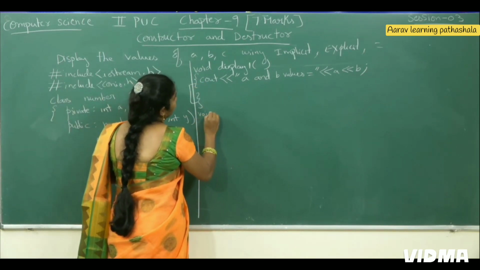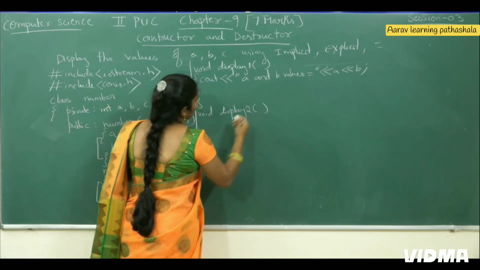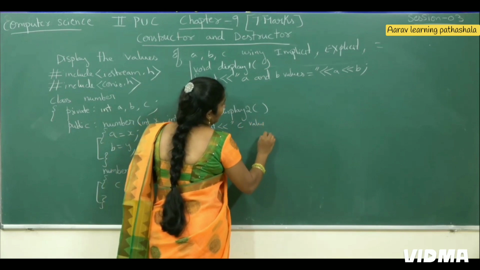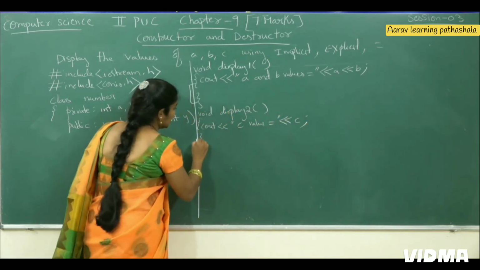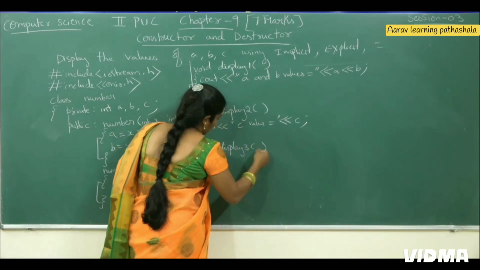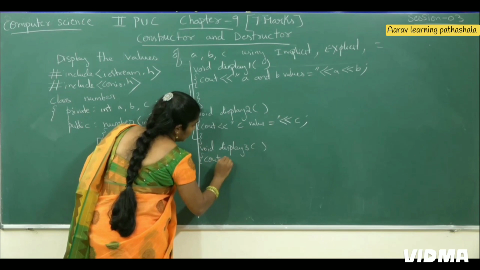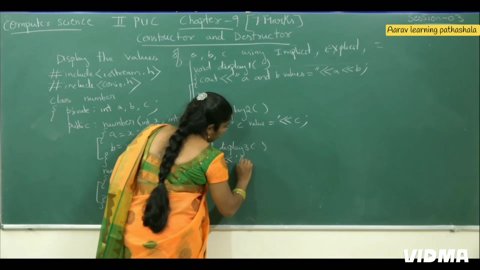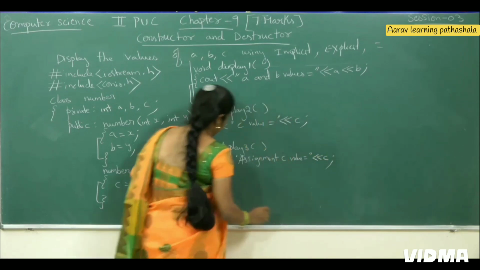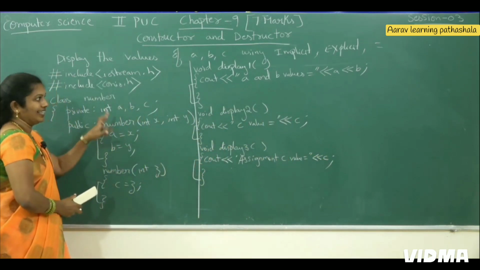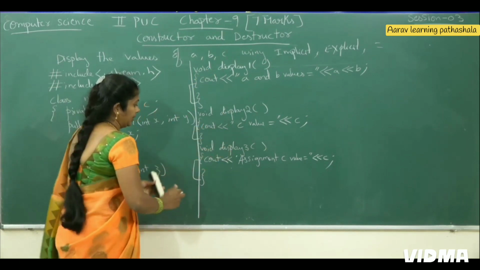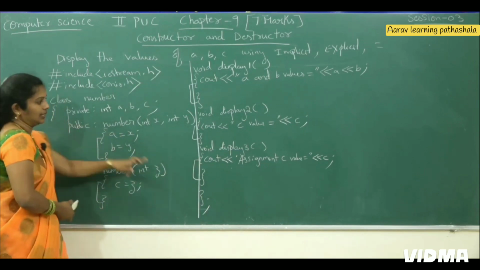Next, void display2. In this display2 function I am going to display the value of c. cout, insertion operator, c value equals, display the c value. Then close this function. Next, one more function, void display3. Here cout, c value equals, display the c value only. Then close this function. In total we have 5 functions: number is a constructor function, number is also a constructor function, display1, display2, display3. Then finally close the class.